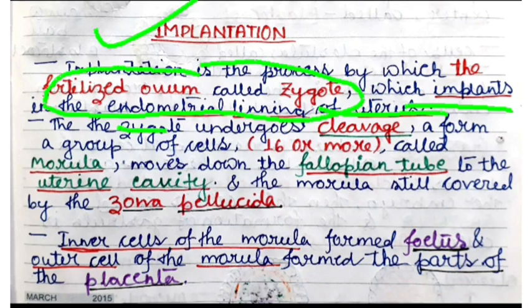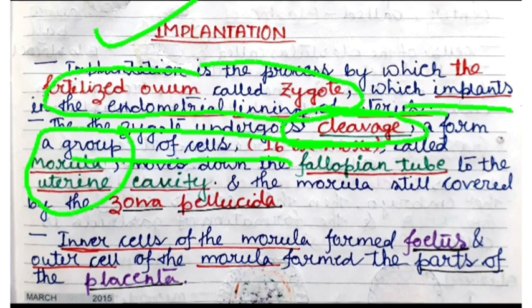Then the zygote undergoes cleavage, which is a process of cell division, and it forms a group of cells. It contains 16 or more cells and is called the morula, and then it moves down the fallopian tube to the uterine cavity, and the morula is still covered by the zona pellucida layer.